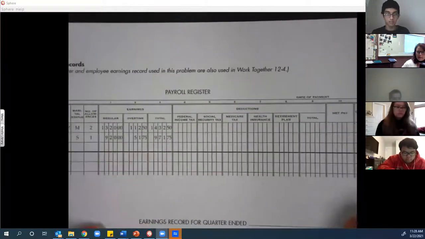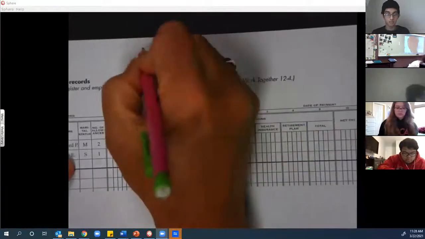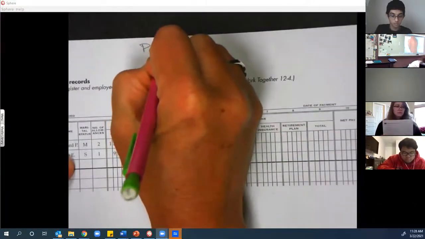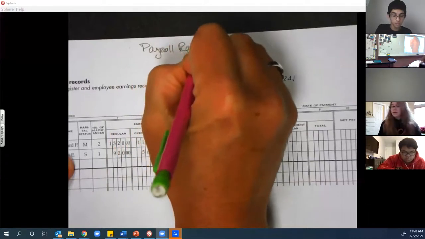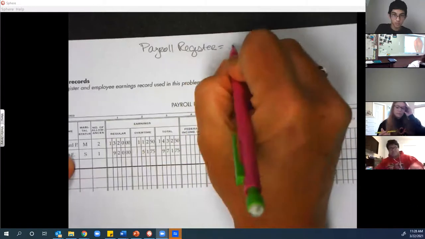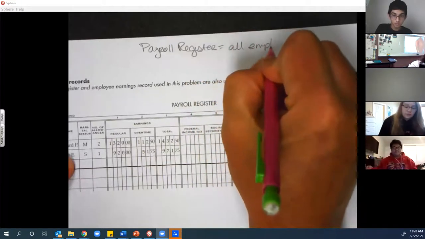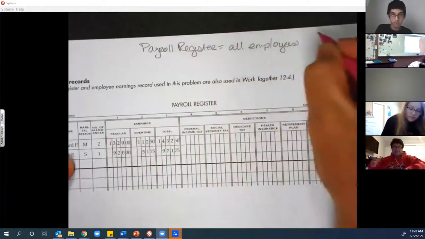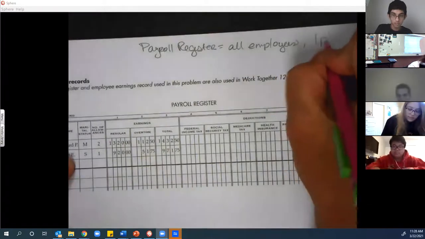So let's see if I can get this on here. So basically, to define what a payroll register is, it's going to include all the employees for one pay period.